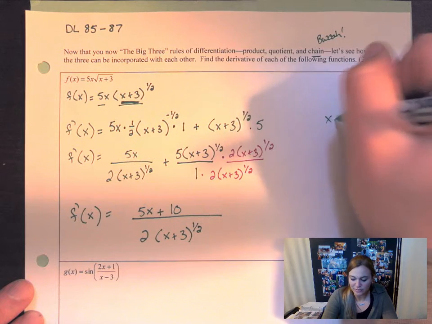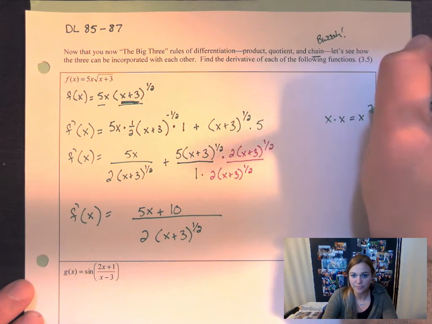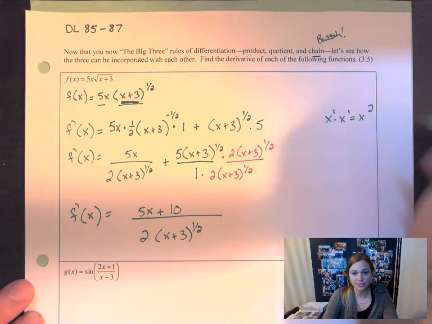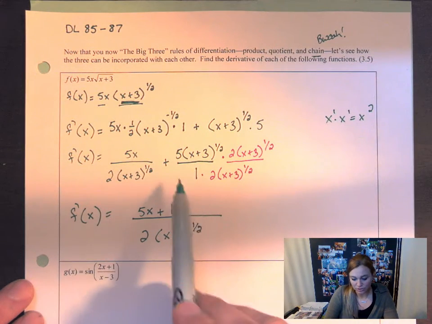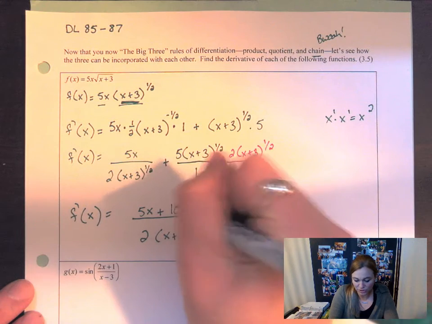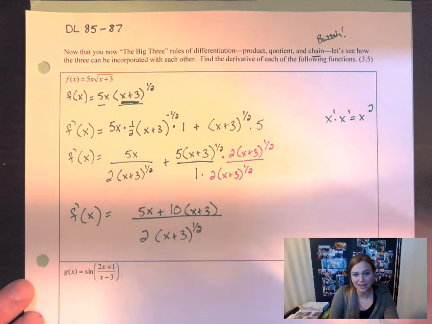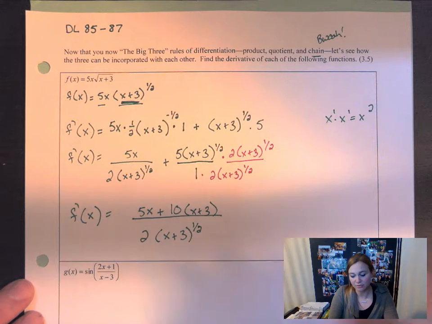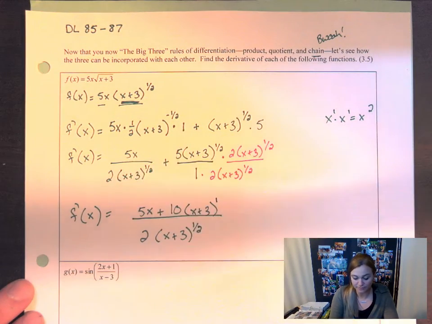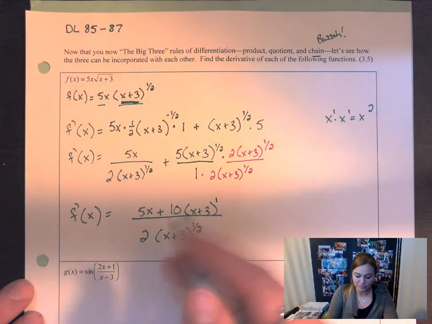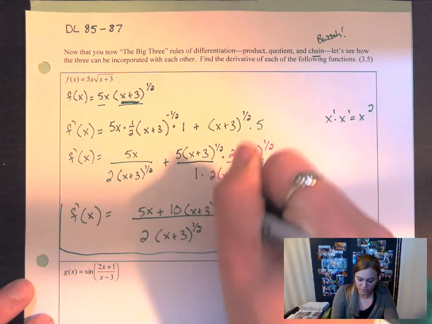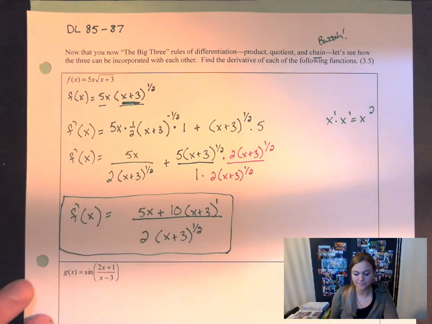So remember, if you have something like x times x, how do you get x squared? Because when I have like bases, they're both x, I can add the exponents. Same idea over here. x plus 3 to the 1/2 times x plus 3 to the 1/2 have the same base of x plus 3, so I add the exponents. 1/2 plus 1/2 is 1. You could take a 5 out of here and factor that out, but I'm going to leave this. It's a single fraction. Leave my answer like this.